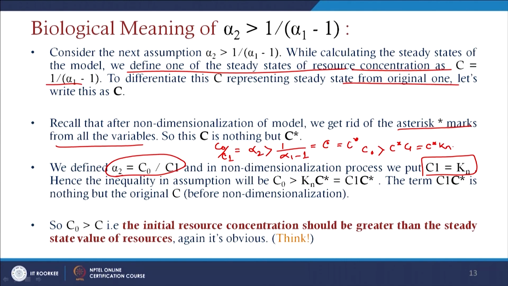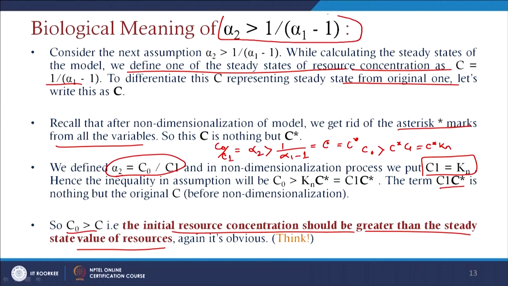And obviously, if you see here, C1 times C star is nothing but the original C before non-dimensionalization. So, C0 must be greater than C, that is, the initial resource concentration should be greater than the steady state value of resources. Obviously, if this population starts from the beginning, they will use these concentrations, or their food, to grow, and when they reach the steady state, this concentration level will be less compared to the initial concentration level. So, that is what we wanted to show, why we have considered alpha 2 greater than 1 by alpha 1 minus 1.